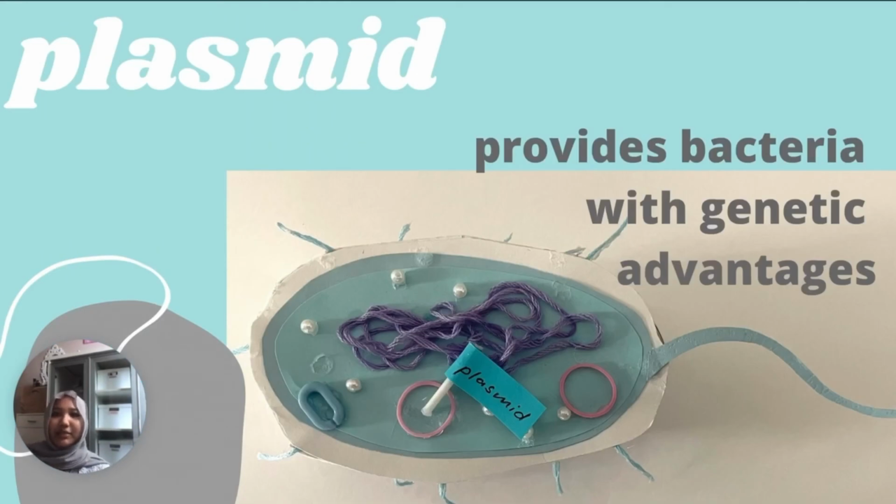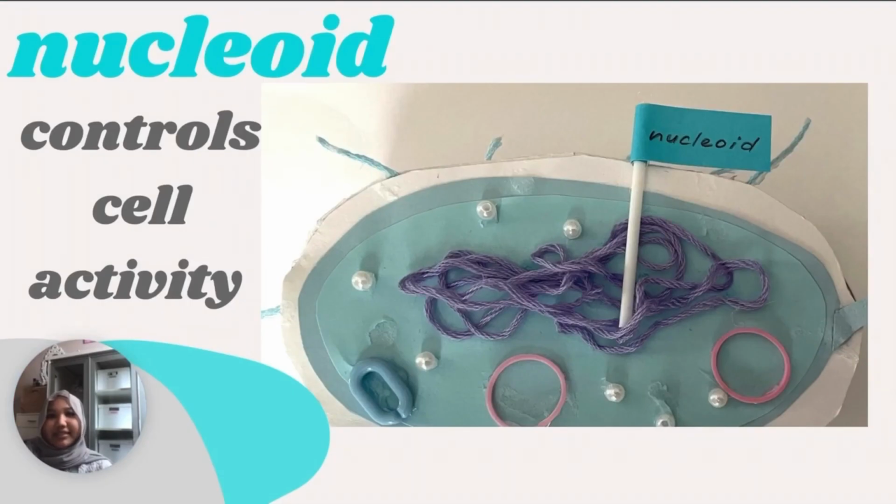Next, we have a plasmid, which is a circular structure, and I've used a mini rubber band to represent that. The plasmid provides bacteria with genetic advantages. An example is that it gives bacteria antibiotic resistance. Then we have the nucleoid, which is a coiled structure, and I've used some string to represent that. It controls cell activity, so you could say it's kind of like the brain of the whole bacterial cell.